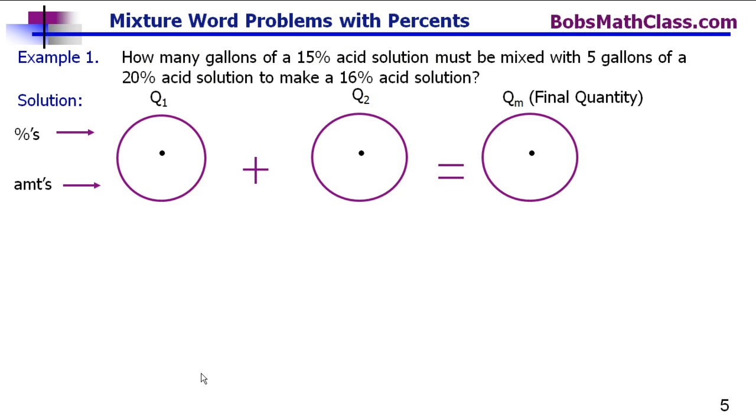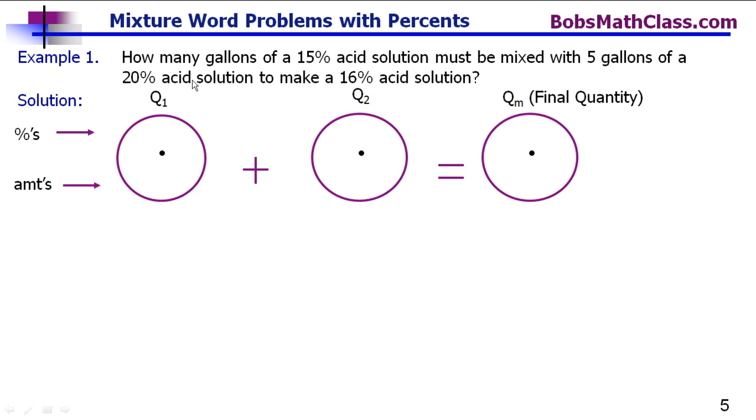Here we go. Here's our first example. How many gallons of a 15% acid solution must be mixed with 5 gallons of a 20% acid solution to make a 16% acid solution? Okay, well, I've drawn the three circles. Our percents are going to go at the top and amounts at the bottom.